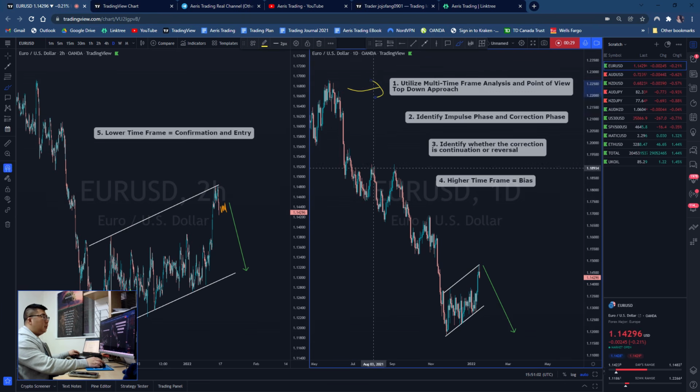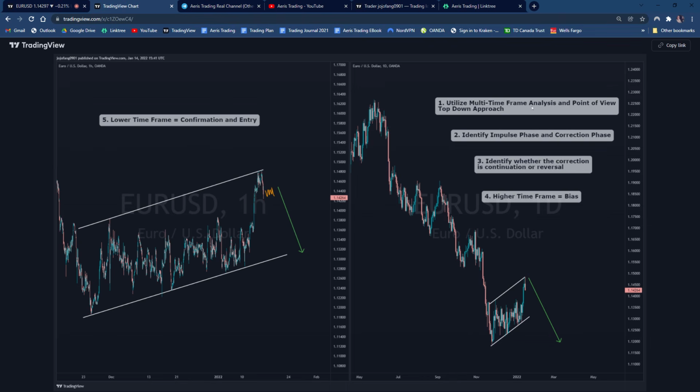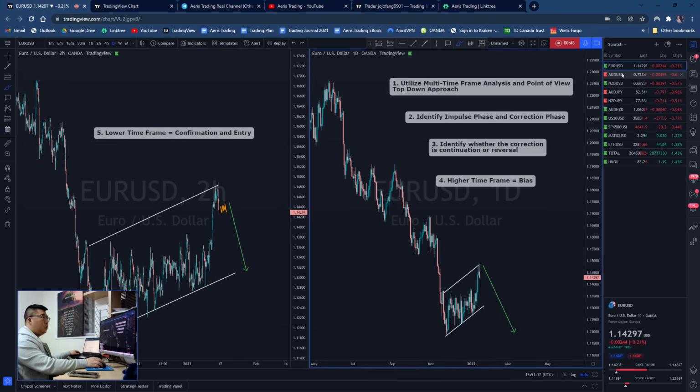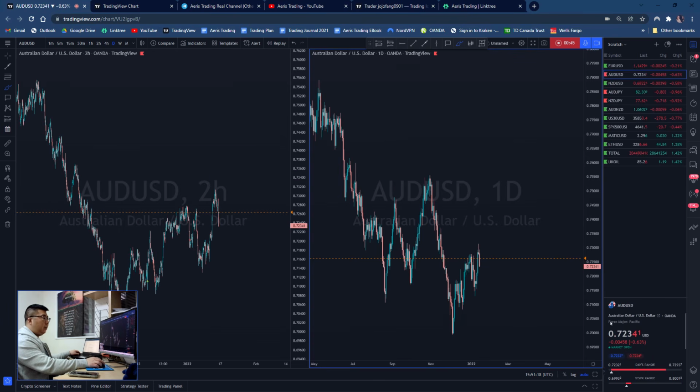First things first, we're going to utilize multi-time frame analysis and point of view, right? So, a top-down approach. This is always my go-to way of analysis. We're going to take a look at a few examples here. So utilize multi-time frame analysis and point of view. We're always going to start from a higher time frame.